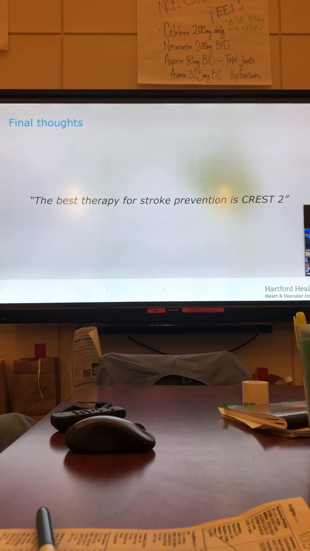Oh, yeah, the best therapy for stroke prevention is CREST-2. I wouldn't worry about that too much. Basically, we're trying to answer this question. CREST-2 is the same as that CREST trial I talked about that came back in 2010. We're trying to figure out whether or not the current medical management lowers somebody's risk of stroke more than any type of surgery nowadays. But I think that would be helpful with some of our higher risk people.